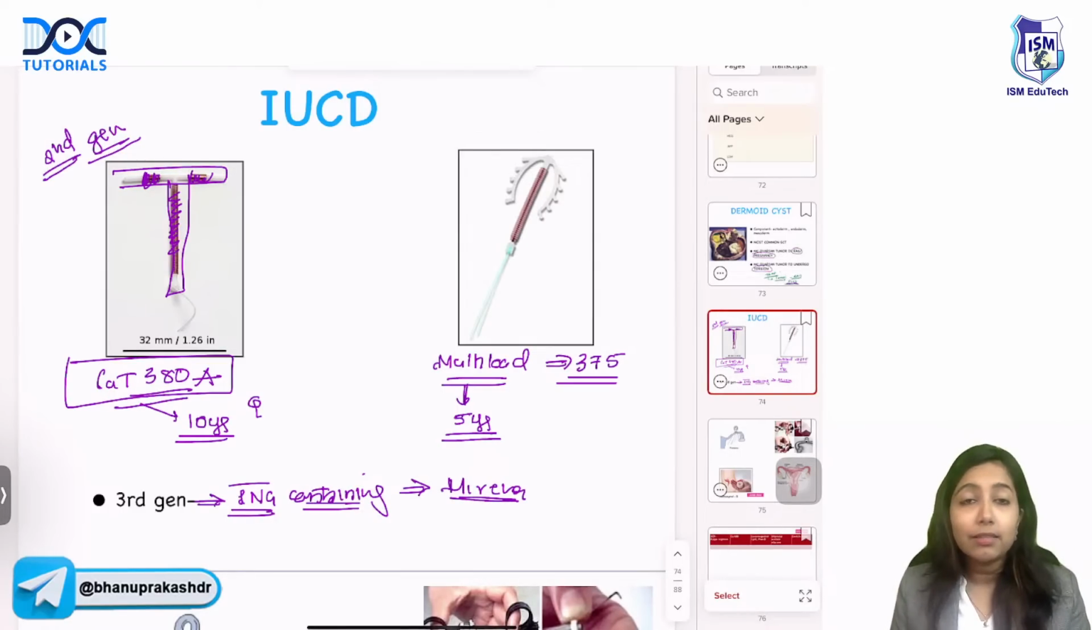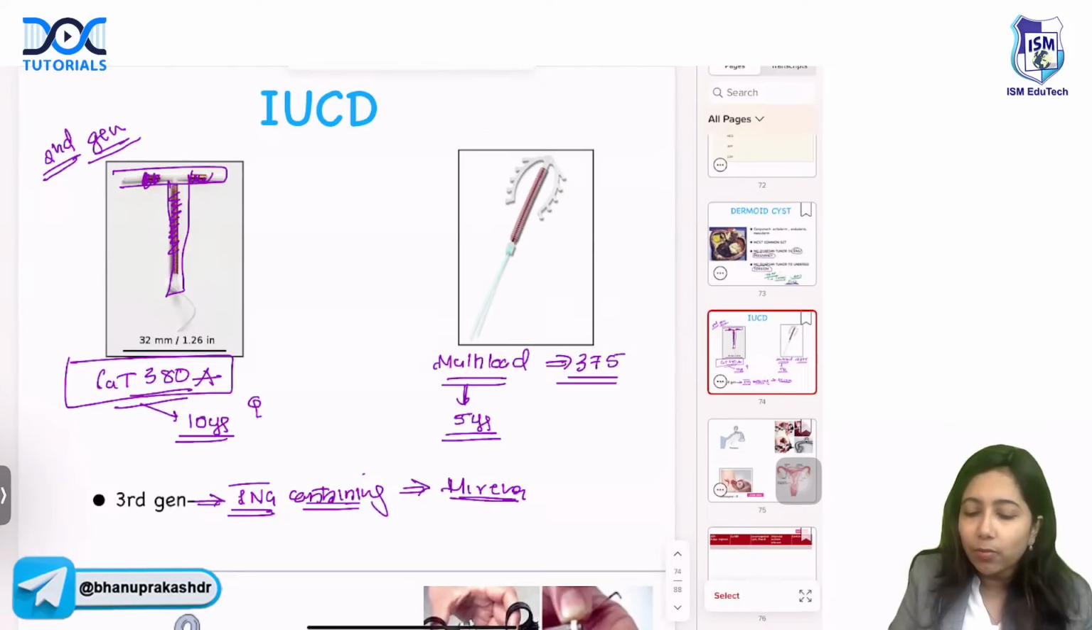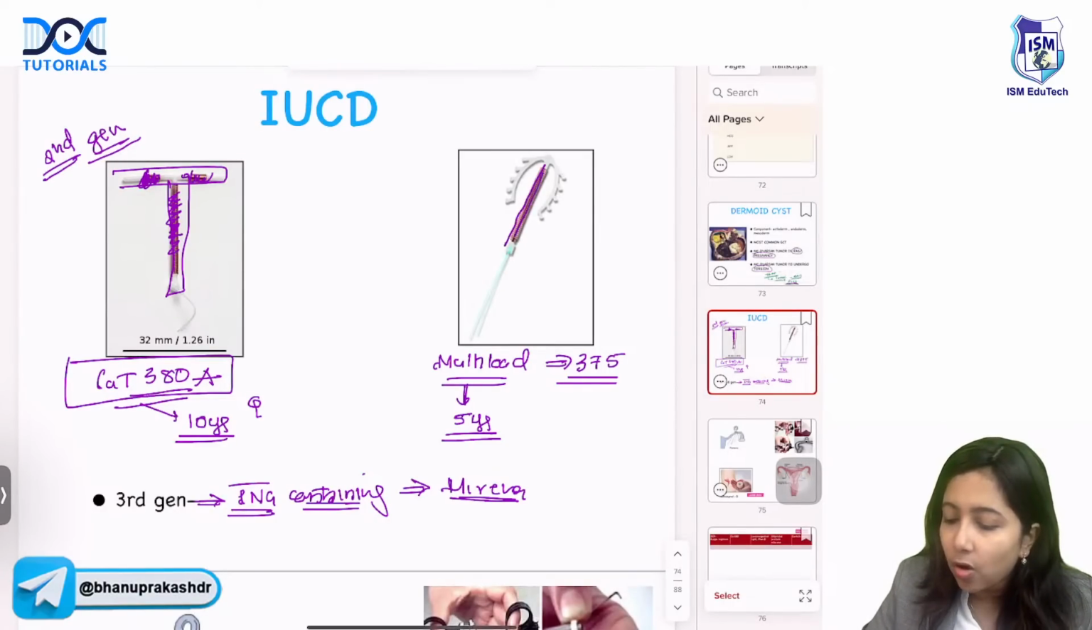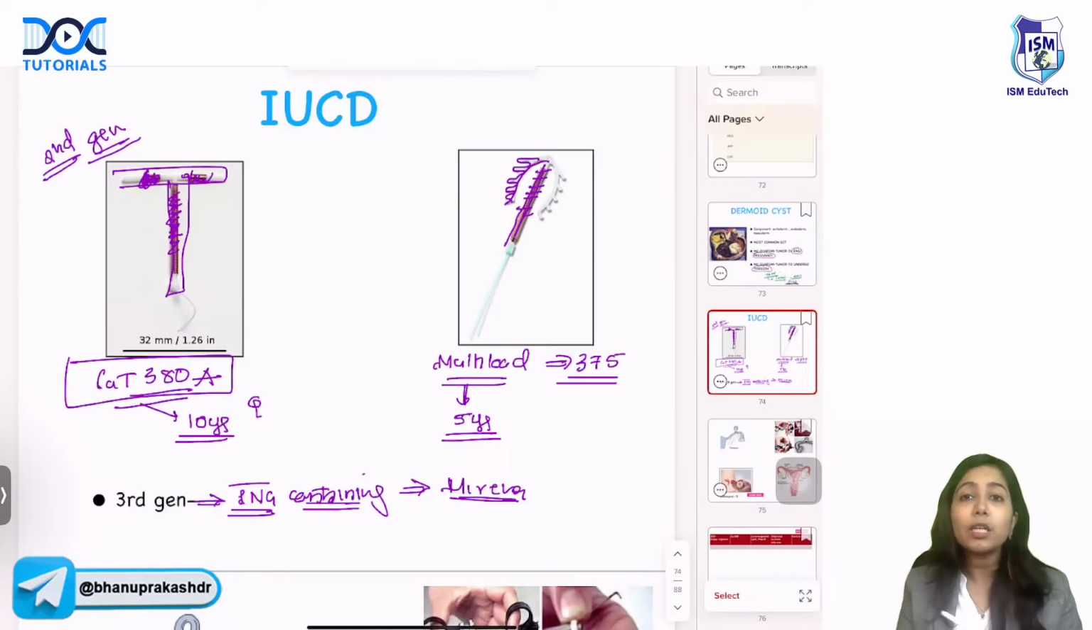So again, this has come as a spotter as well. The 380A, the T where you see copper in the horizontal as well as vertical arm, this is copper T380. And when you see copper only in the vertical arm, the horizontal arms are bent and there are small projections like burrs over it, this is how you identify the multi-load.